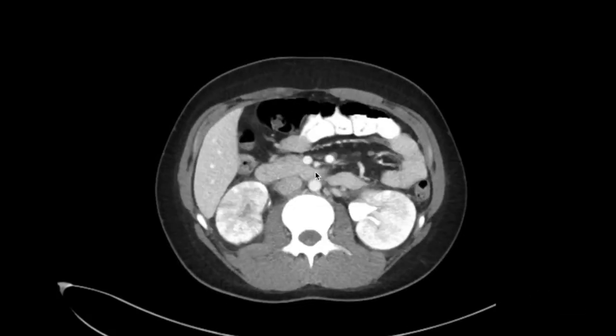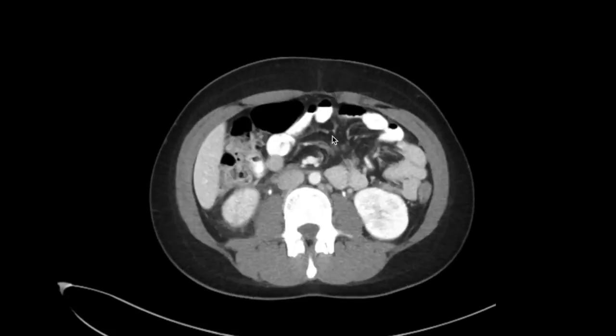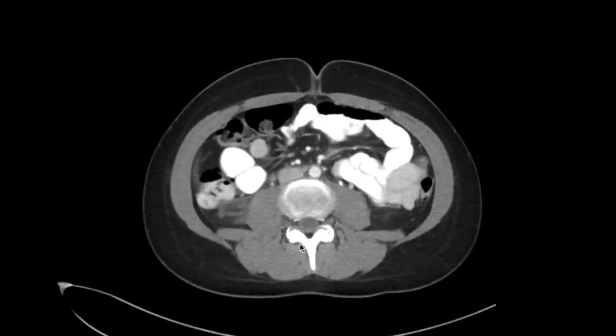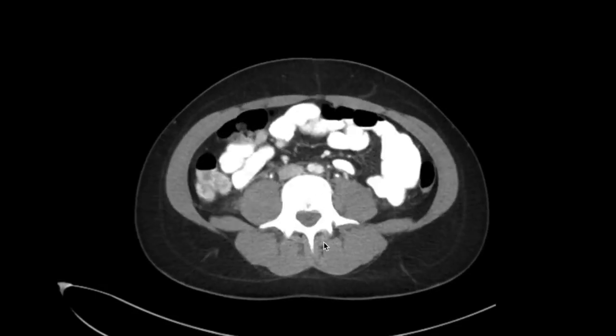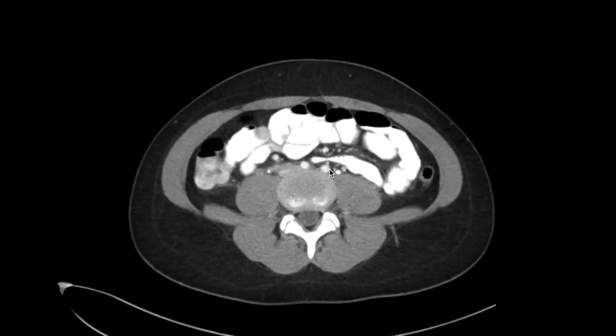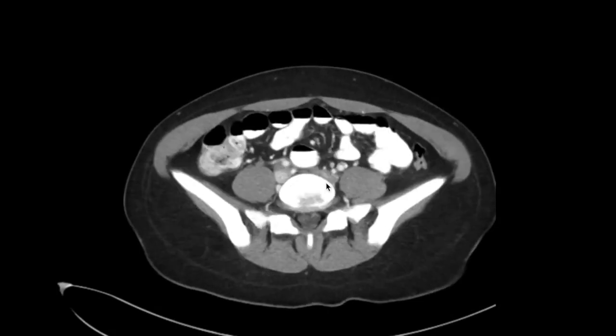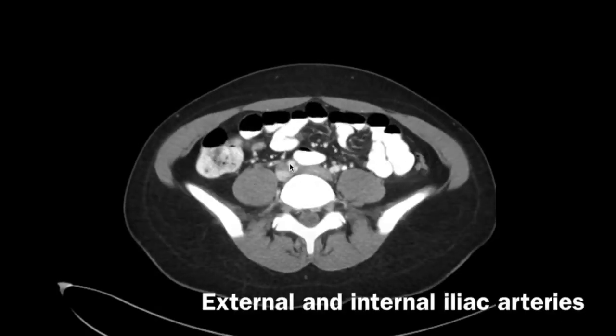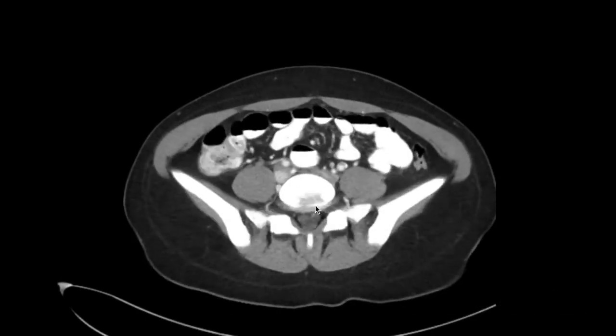The SMA runs inferiorly here, adjacent to the SMV. More inferiorly here, just before the aorta bifurcates, we see the IMA here where my arrow is, and you can follow that tiny inferior mesenteric artery down here as well. The aorta then bifurcates into the right and left common iliac arteries. Common iliac arteries then bifurcate here into the external iliac anteriorly and internal iliac posteriorly.